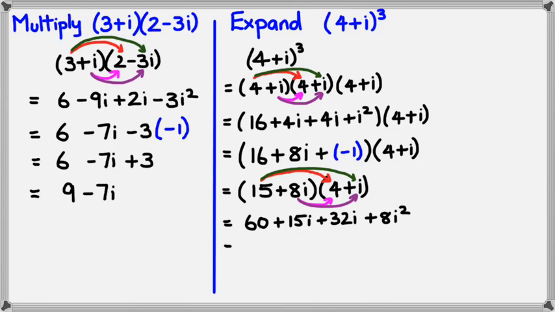Now, simplifying this, I have 60 plus 47i plus 8i squared. Now i squared is equal to -1, so 8 times -1 is -8. So the final answer I'll get is 52 plus 47i. And that's how you multiply complex numbers.